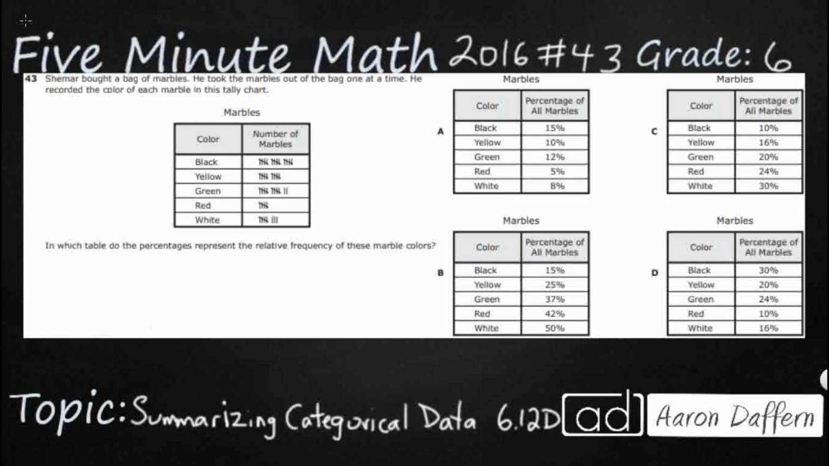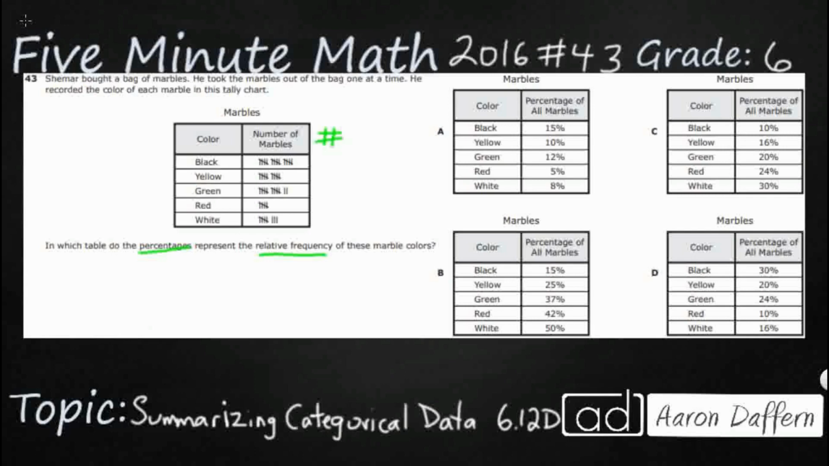So we have a frequency table here, or a tally chart that we need to turn into a frequency table. It's just a number of marbles. We've got 5 different options: black, yellow, green, red, and white. But we need to translate these into percentages for relative frequency. You notice all of our answer selections, A, B, C, or D, simply have percentages of all marbles. So first, let's turn this into a frequency table.